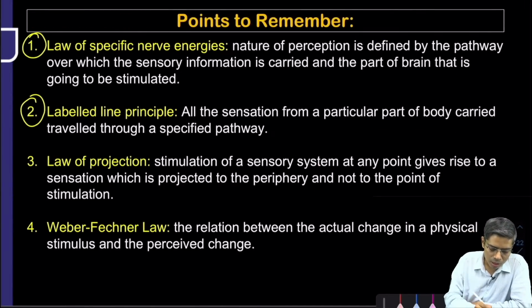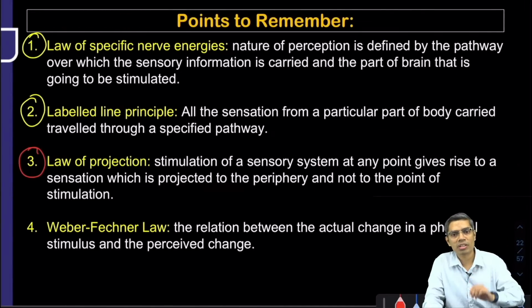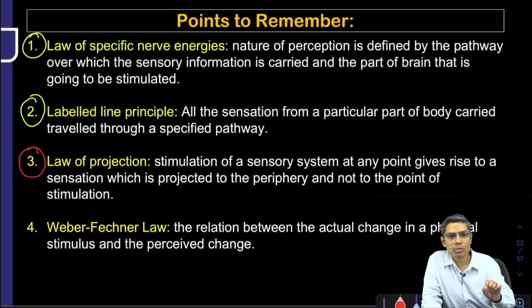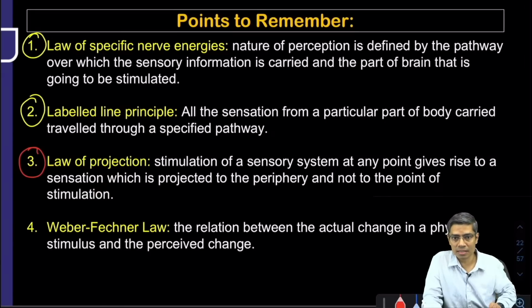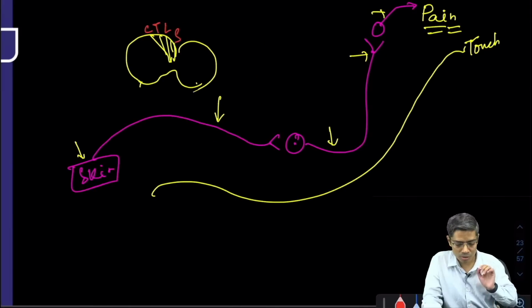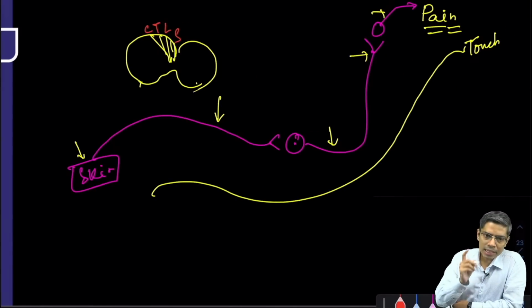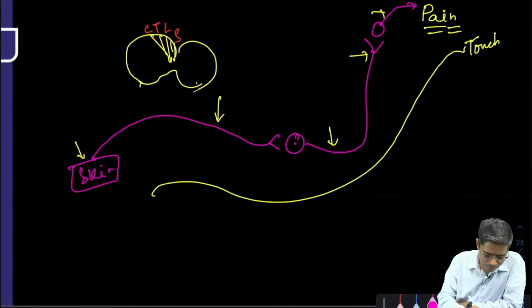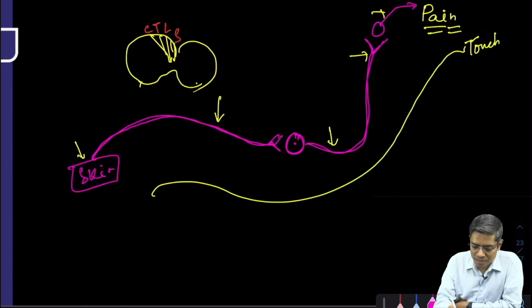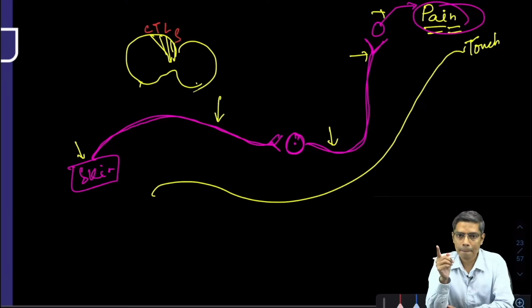Third law is the law of projection. This is important for your MCQ. Law of projection is one of the explanations for phantom limb pain sensation, which has been asked in AIIMS PG, so please note it down. I told you earlier that if this pink color pathway is the pain pathway, and you stimulate this pathway at any point, ultimately the sensation that you perceive is pain.